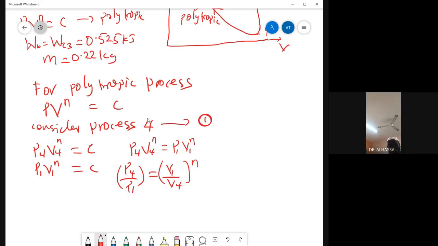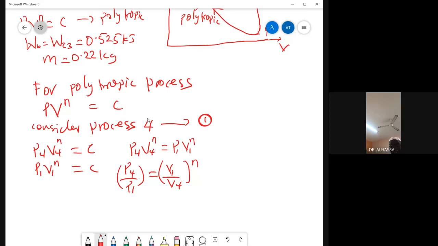Okay, so this means that if we have V1, we know the value for V4, we know the value for P1, P4, then we can find the value for n. So let us move some steps back. Let us determine the value for V1. So how do we determine the value for V1?